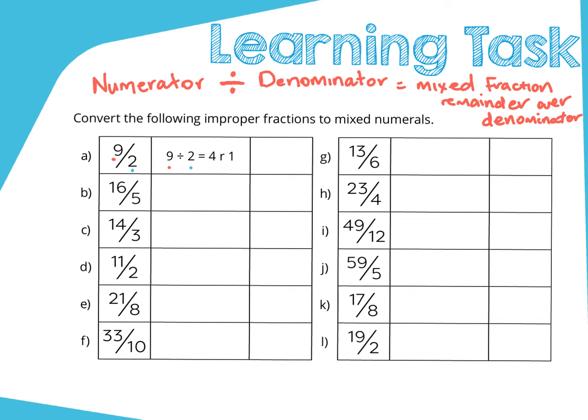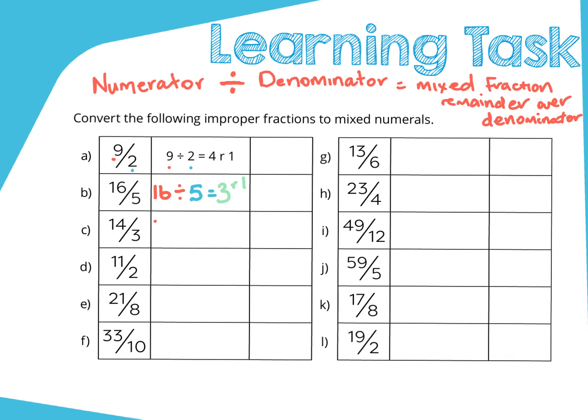Let's have a look at the next one, okay? So the next one is, and I'm just going to go 16 divided by 5. So 16 divided by 5 equals, sorry, I'm just trying to move my pens away. 16 divided by 5 is 3, remainder 1. All right, let's look at the next one again now, please.